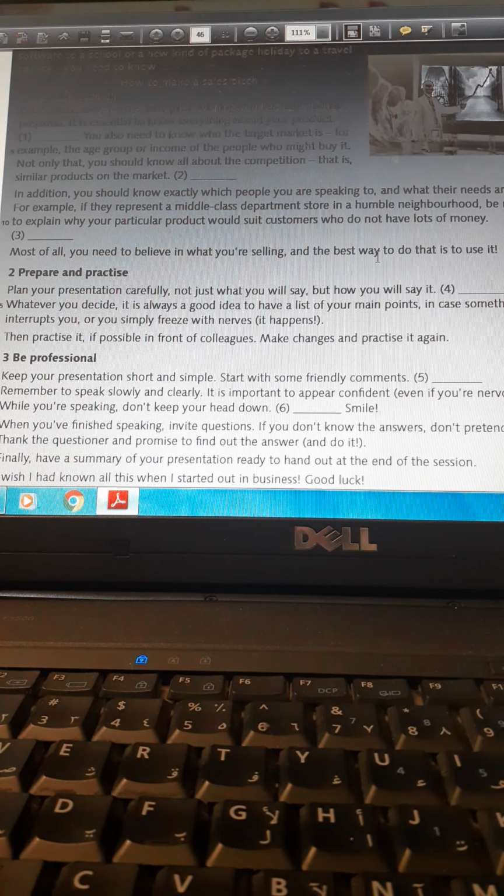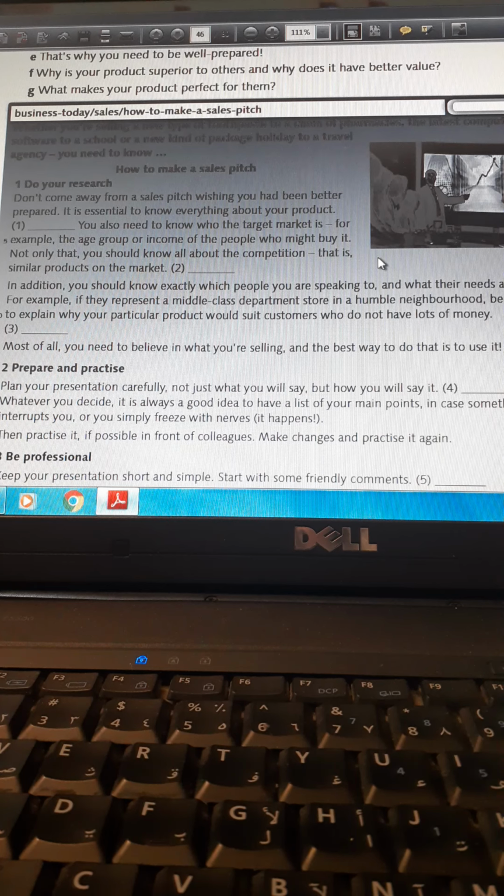What's the missing sentence here? The second blank is sentence F. Why is your product superior to others and why does it have better value? So blank 2 is sentence F.